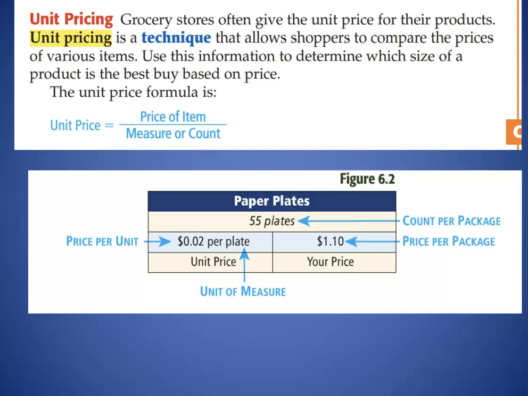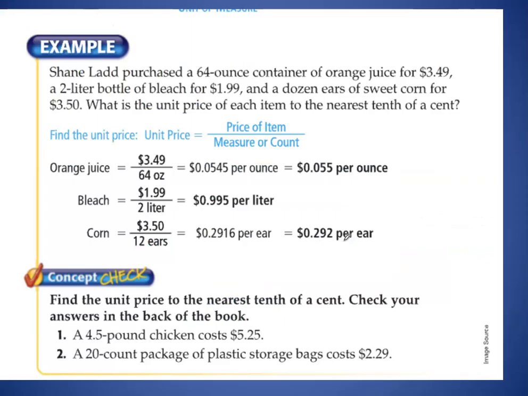Grocery stores often give the unit price for their products. Unit pricing is a technique that allows shoppers to compare the prices of various items. You can see here where there's 55 plates. The price per unit is 2 cents per plate. The price per package is $1.10. That helps you determine how much per item you are paying.